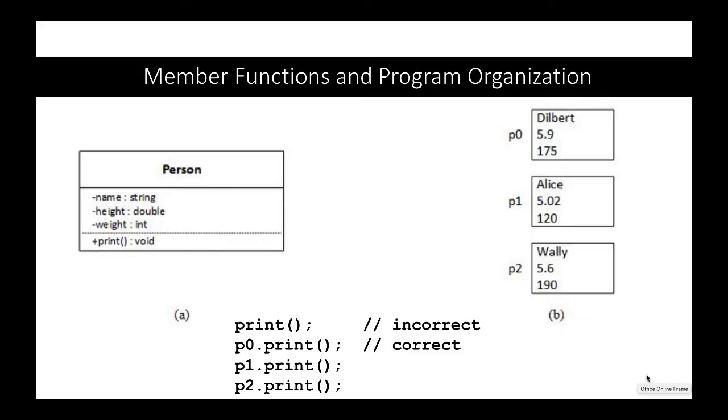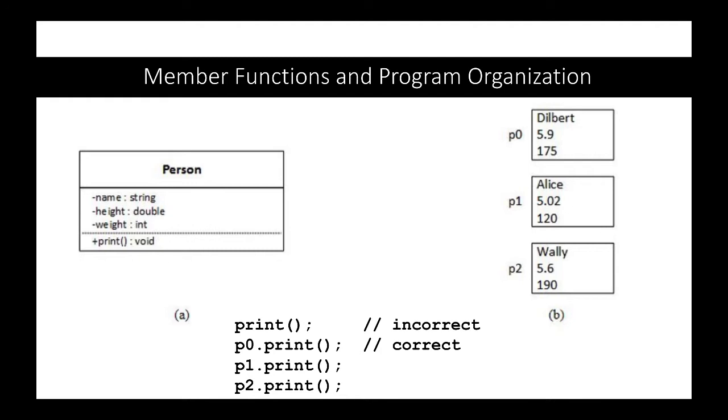Right now we're going to talk about member functions and program organization. If you look over here to the left, we have a UML class diagram of the class person. It has 3 private variables, a string, a double, and an integer. And then it has one public member function called print. Over here to the right, we have 3 instances of that class. We have P0, P1, and P2.